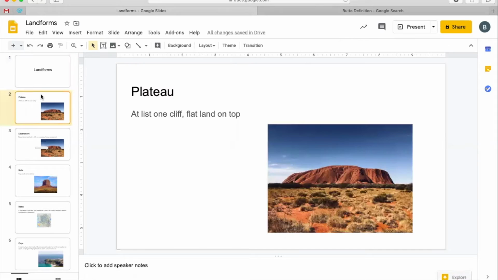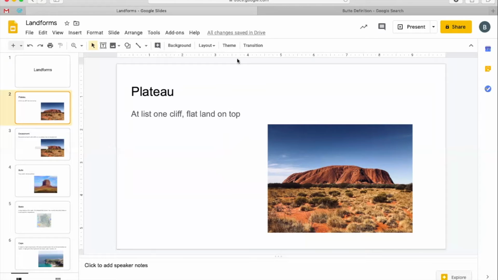First thing we are going to take a look at is a plateau. So we can see, there's the plateau. This is in Australia. This is actually the world's largest rock. You can see it, it's called Ayers Rock. But a plateau is going to have at least one cliff. It's going to be flat on top.